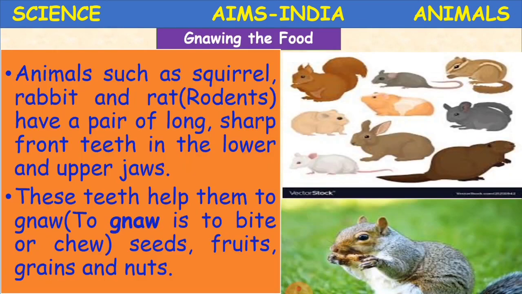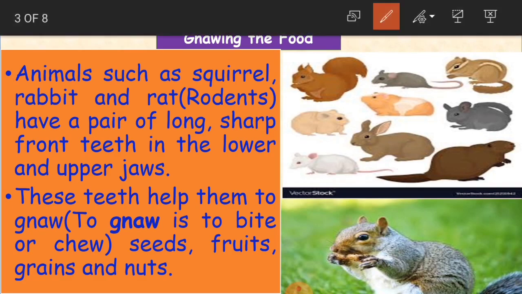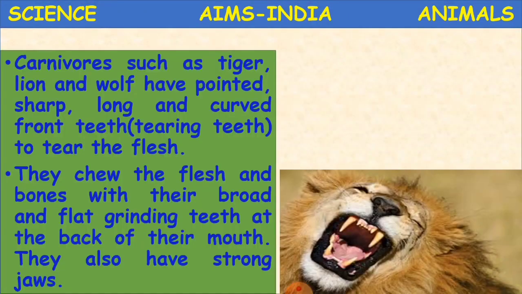Clear? And now, gnawing the food. Gnawing the food is like what? A squirrel, rabbit and rats. They have long, sharp front teeth in the lower and upper jaws. These animals, like squirrel, rabbit and rat, have teeth called rodent teeth. Okay children, these teeth help them to gnaw seeds, fruits, grains and nuts. In the sense they just bite or chew food such as seeds, fruits, grains and nuts. So this is another type of eating.